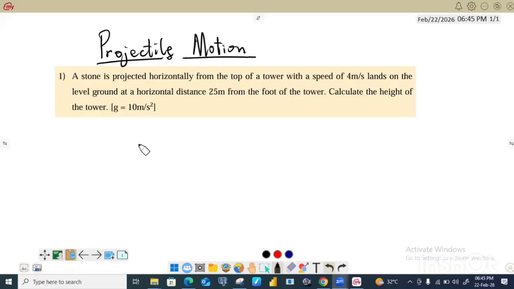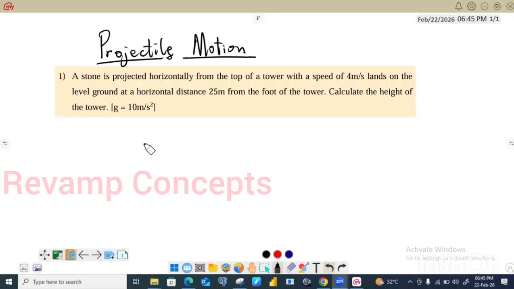Now the question says a stone is projected horizontally from the top of a tower with a speed of 4 meters per second, and lands on the level ground at a horizontal distance of 25 meters from the foot of the tower. Calculate the height of the tower. We have to calculate the height of the tower.